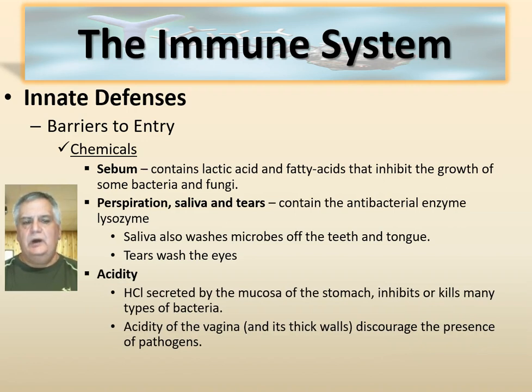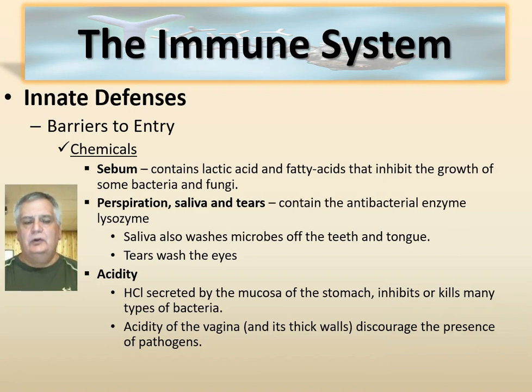In addition, we also have acidity that we can take a look at. For example, hydrochloric acid is secreted by the mucosa, or the inner lining of the stomach. This inhibits or kills many types of bacteria. Most bacteria cannot live at low pHs. For example, in the internal cavity, the lumen of the stomach, the pH is somewhere down around 2 with the hydrochloric acid. Most bacteria cannot live there.